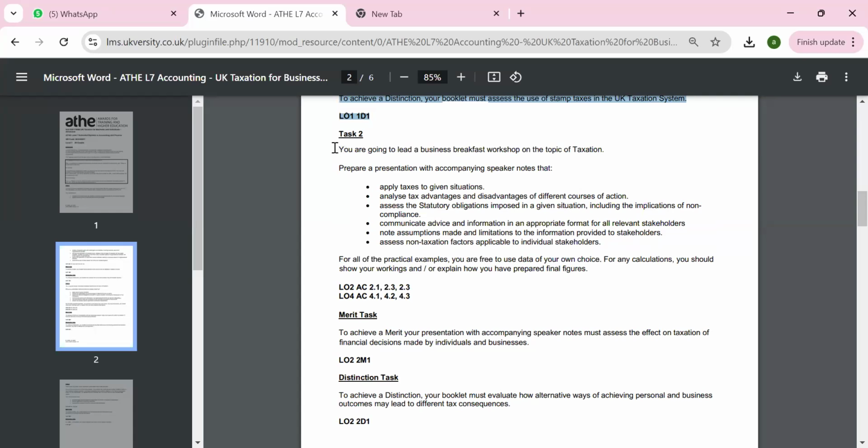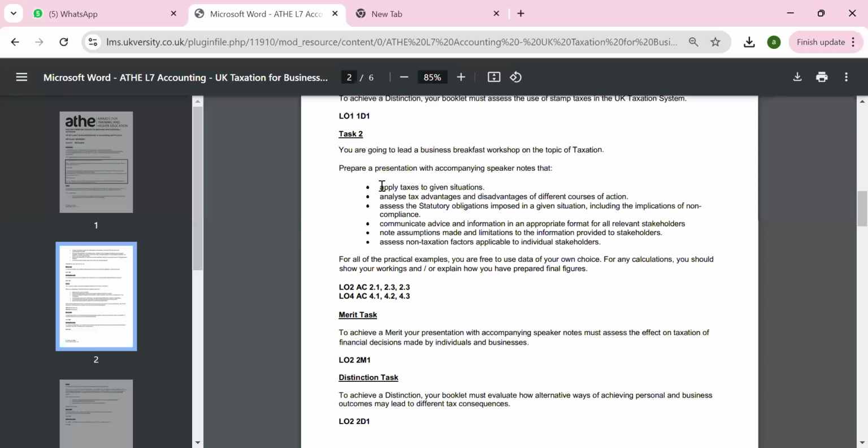Then we have the other task, where you are going to lead the business breakfast workshops and prepare a presentation. When you're preparing the presentation and the speaker notes, normally it's good to prepare PowerPoint slides for this. But if you're not going to, you can copy the slides within the same Word file, and then underneath you can explain it, which is absolutely fine. Or if not, if you just want to do it in the Word file, you can make brief notes and underneath your full explanation with the example.